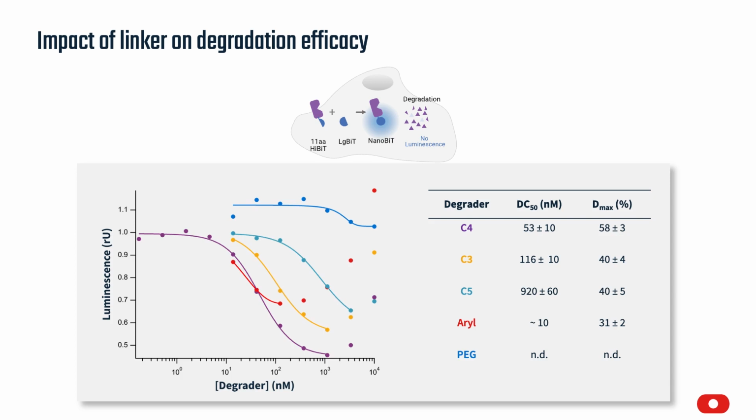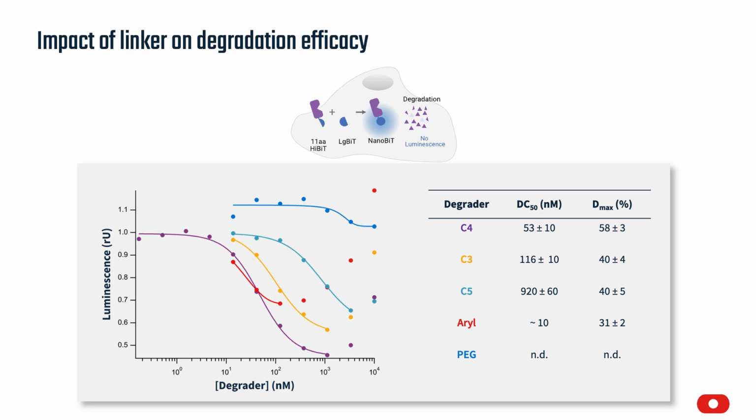What you're looking for in the graphed data is that as you add more degrader to your cells, there's a decrease in the luminescence, indicating degradation of the target of interest. The parameters derived from this assay are the DC50 and the Dmax, where DC50 is a value indicating the concentration of your degrader where you reach 50% degradation activity. And the Dmax is referring to the maximum fraction of degraded target of interest.